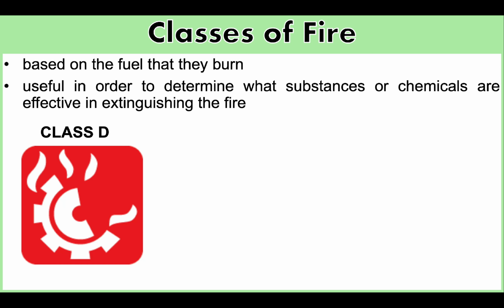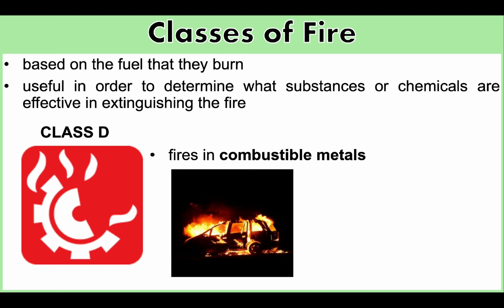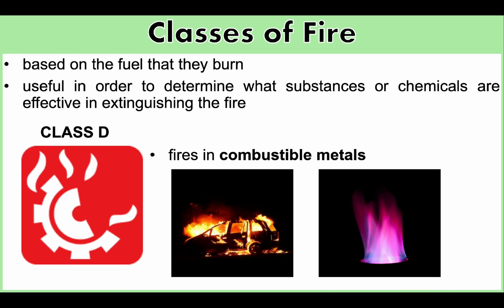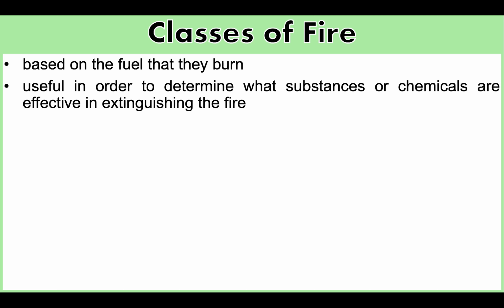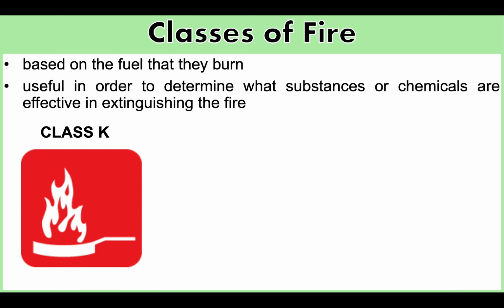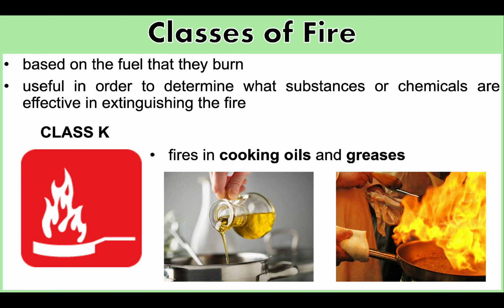Next, we have Class D fires. These are fires in combustible metals such as magnesium, titanium, zirconium, sodium, lithium, and potassium. So potassium in chemistry, if you do the flame test, it will produce a violet flame. And lastly, we have Class K. Class K fires are fires in cooking oils and greases, such as animal and vegetable fats.